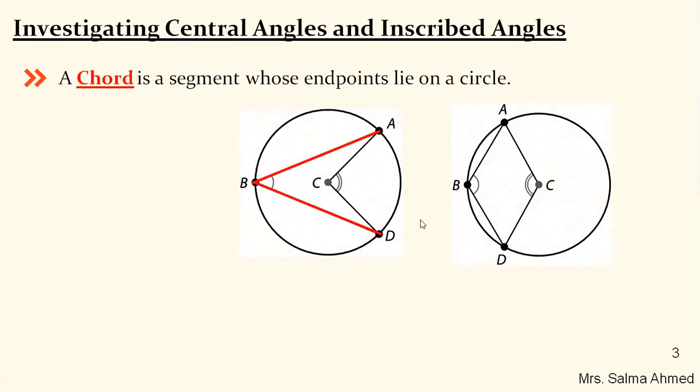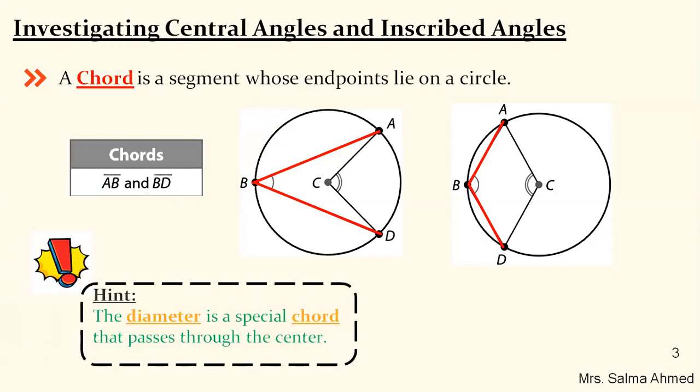Moving to the other circle, the same idea. If I have 2 points on the circle and I join them, it's called a chord, and another one, which is a chord. So here the chords are line segment AB and line segment BD. Let's remember and take a note that the diameter is a special chord that passes through the center.